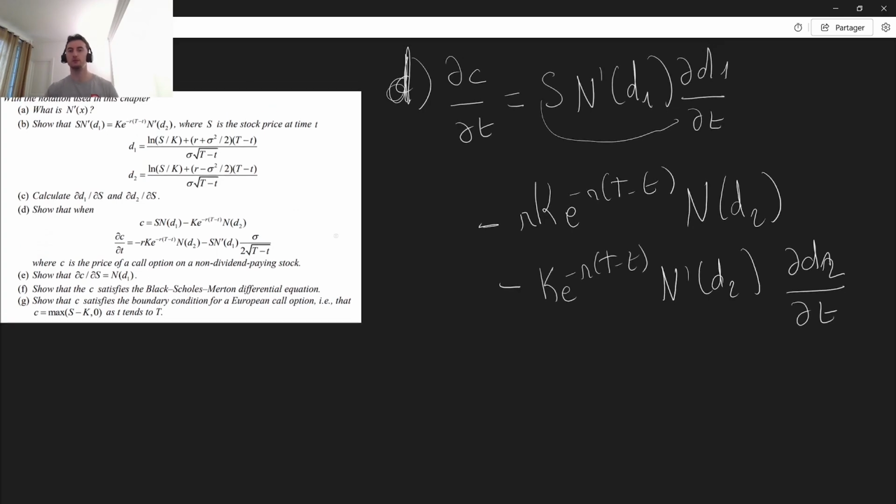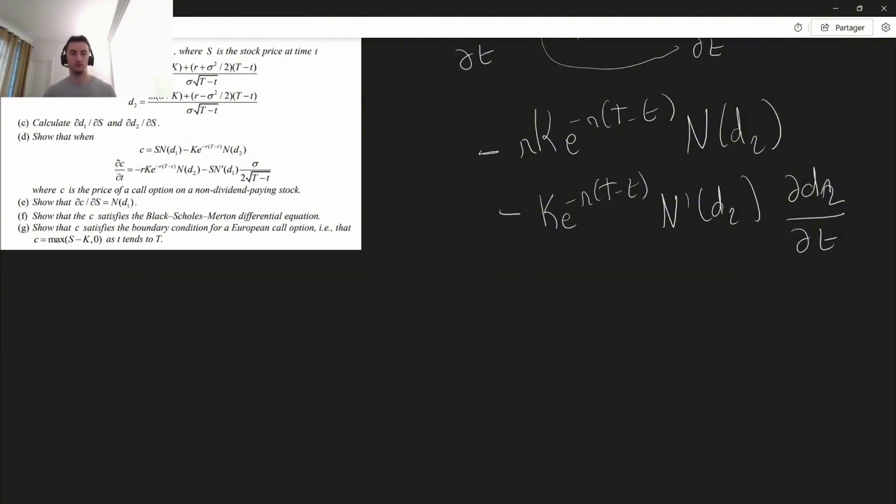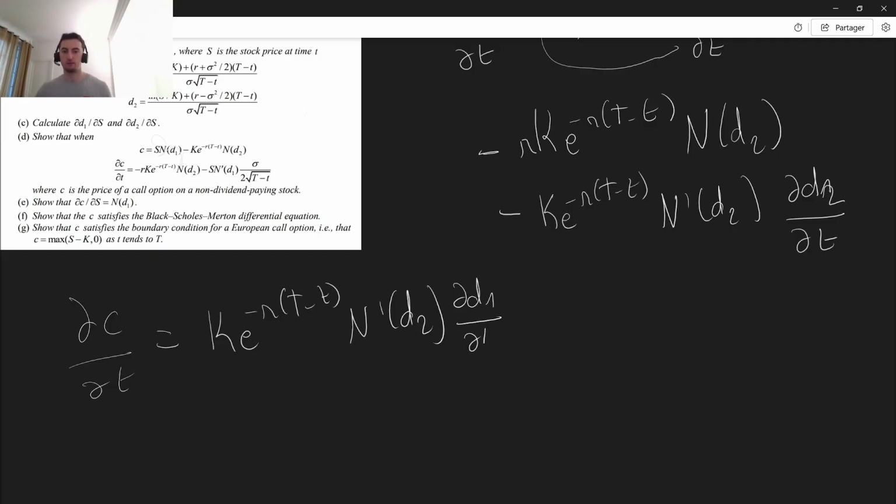Then how we will solve this question, we can either compute all terms one by one, or we can realize we are at question D, and so we will use the question from before, which means we'll use in particular question B, which replaces the first part of the equation. So we have K exponential of minus r (T minus t) N prime of d2, and we still have the derivative of d1 with respect to t.